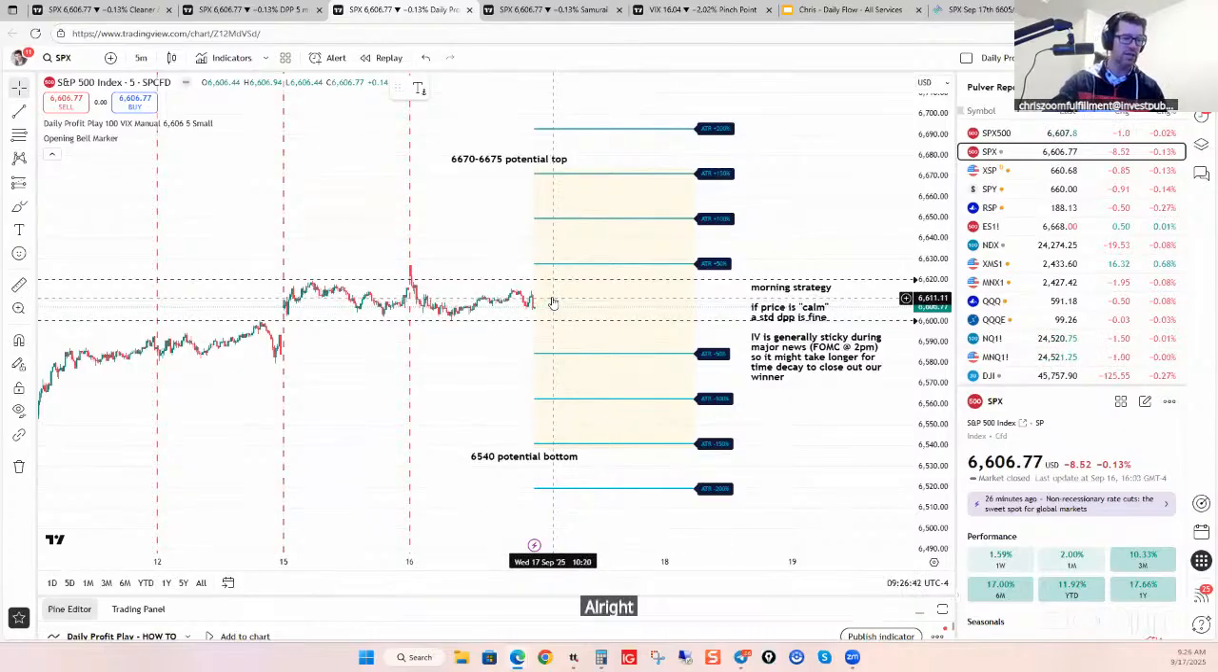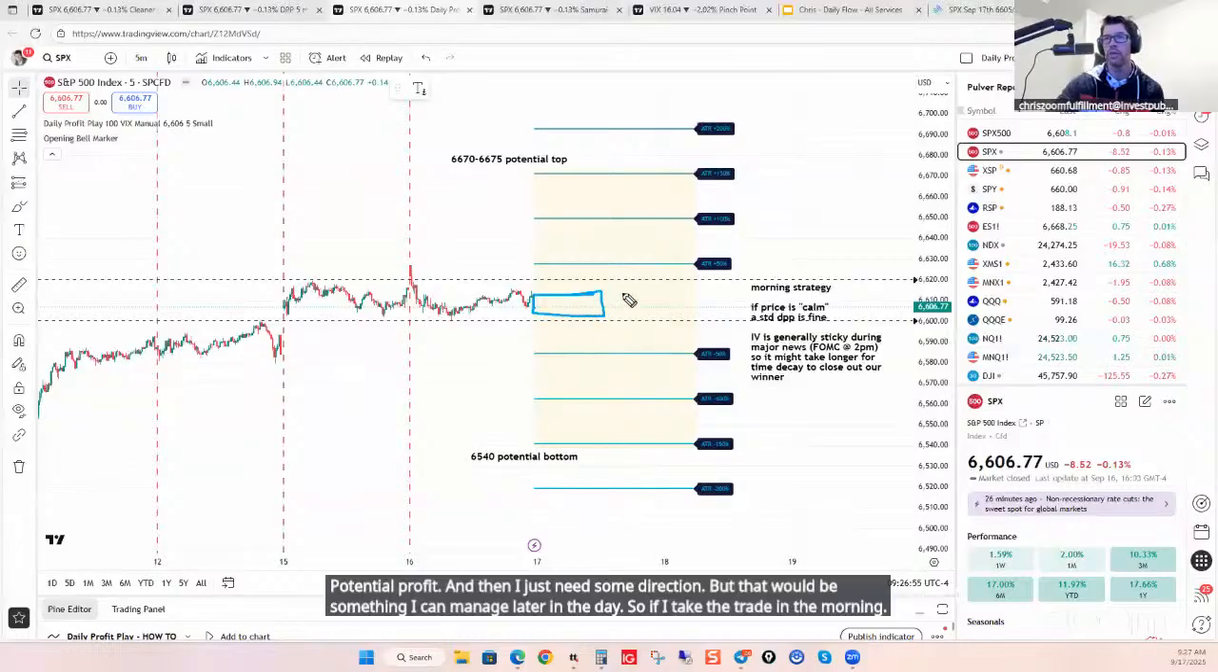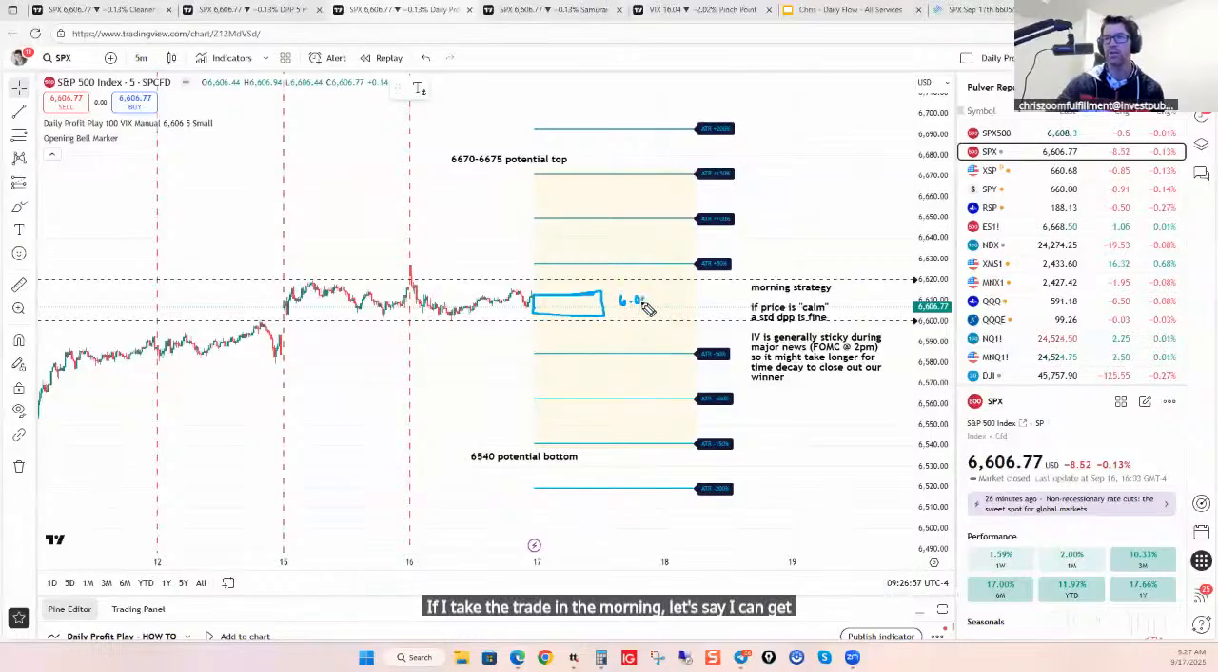I want like 80, 90 cents. I want $1 potential profit. And then I just need some direction. But that would be something I can manage later in the day. So if I take the trade in the morning, let's say I can get a $6 reverse iron condor. That means I can make 1 and risk 4. All I need for the end of the day is price to be above or below directionally.